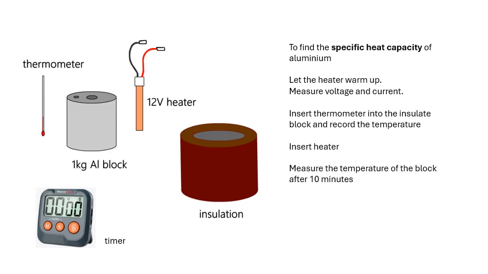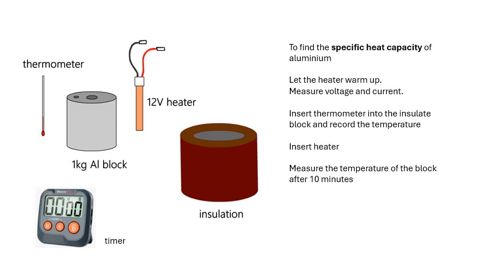This experiment, you may have to describe this experiment. Hopefully you've done it. And it's to find the specific heat capacity of a solid. And we use an aluminium block. So you've got a 1 kilogram aluminium block, and it's got a couple of holes in it. One of them is for a thermometer, one of them is for a 12-volt immersion heater. That goes in there. Obviously that's connected to a power supply. You've got loads of insulation, a lid as well, and you've got a timer.